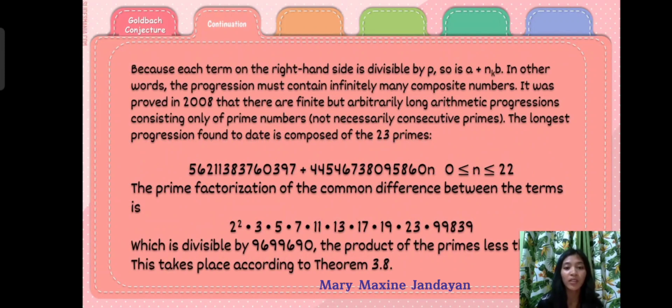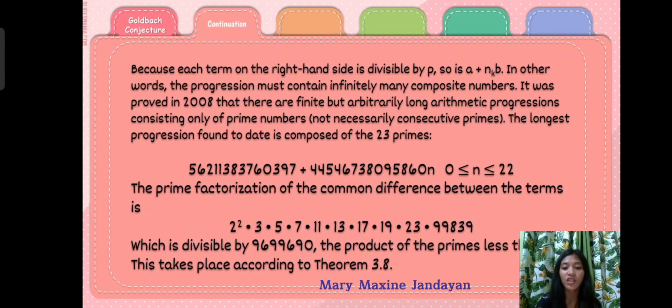Since each term on the right-hand side is divisible by p, so is a plus n sub k b. In other words, the progression must contain infinitely many composite numbers. The longest progression found to date is composed of 23 primes, which we can see in the presentation, where n is greater than or equal to 0 and less than or equal to 22.